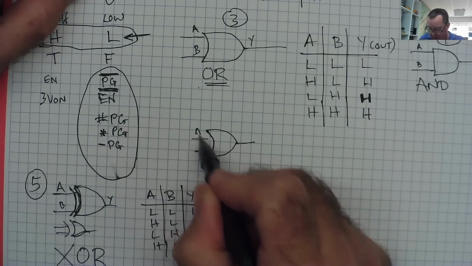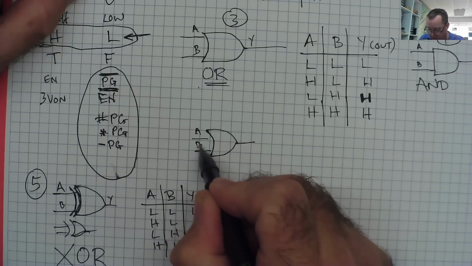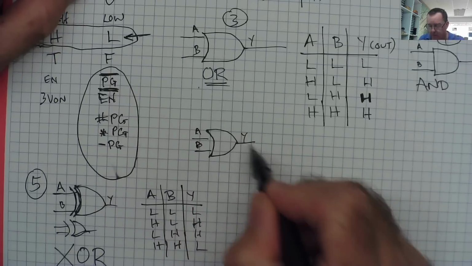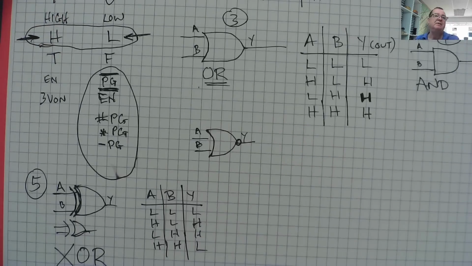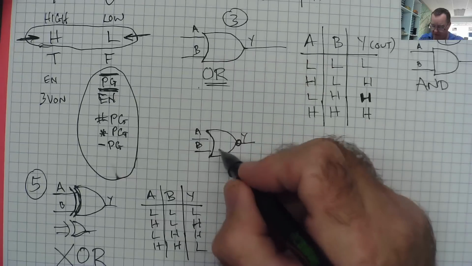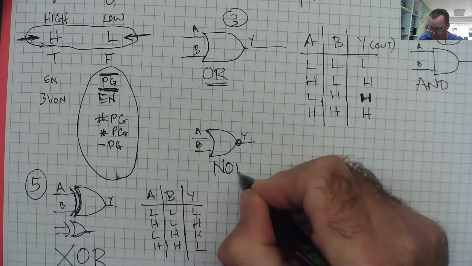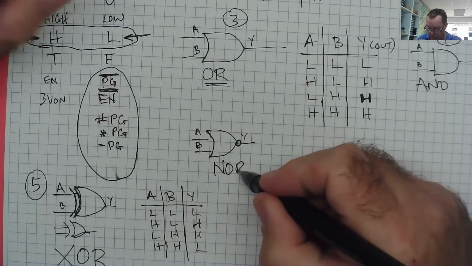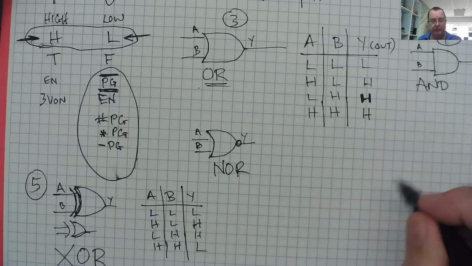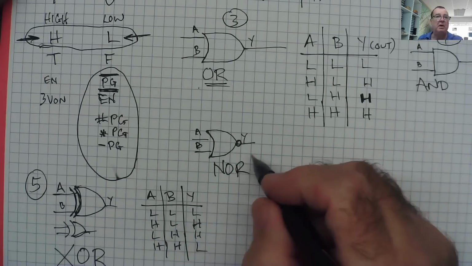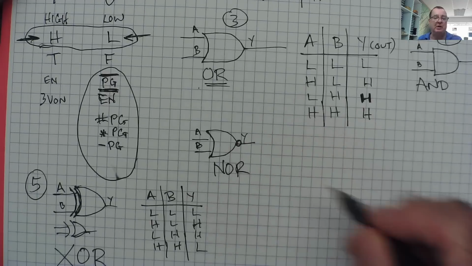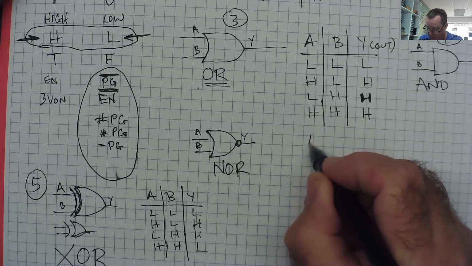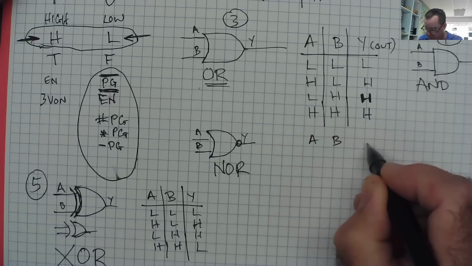Okay. A, B, Y, and we put an inverter on it, like we made the buffer into a NOT gate. This makes an OR gate into a NOR gate. Not OR, NOR. It works the same way as an OR gate, but the output is inverted because that's what the little circle does. Truth table, A, B, Y.